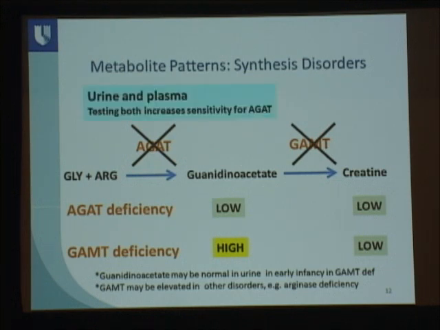We recommend in the lab that you test both urine and plasma. Why? Well, because you may miss a diagnosis of AGAT deficiency if you only test one. Specifically, in AGAT deficiency, there may be low but not clearly deficient levels of these metabolites in urine.